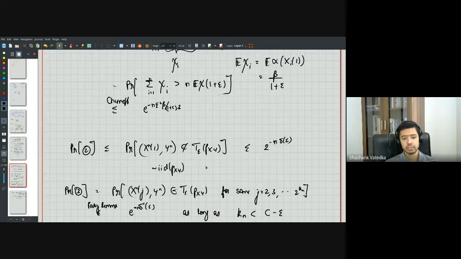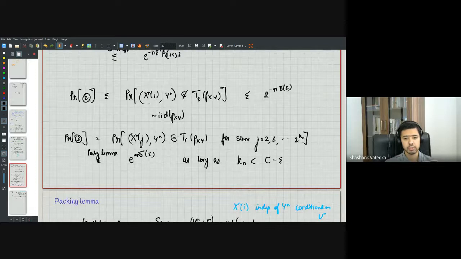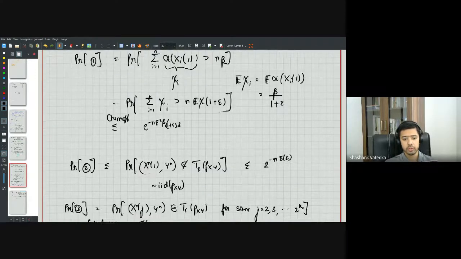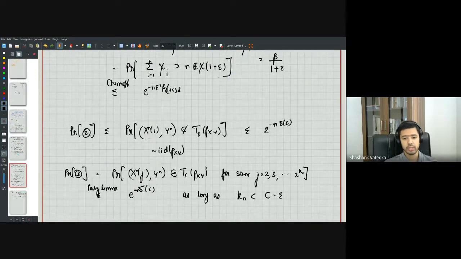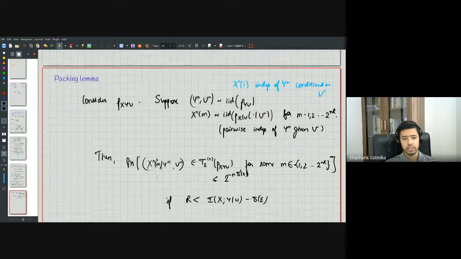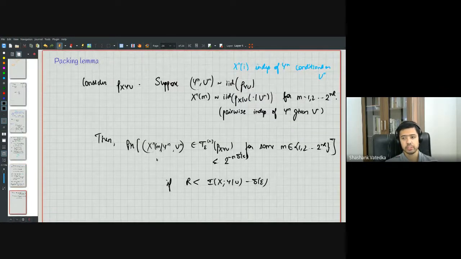So we have 3 sources of error, and each of these error events can happen with exponentially small probability. So the overall probability of error is also decaying exponentially in n. All right. So all that remains is to prove this particular packing lemma.